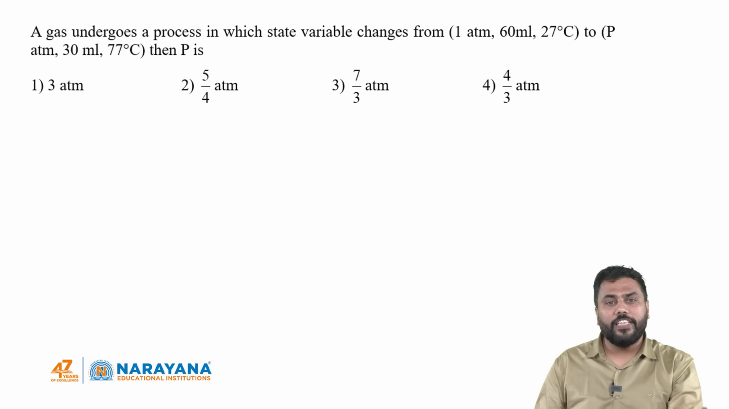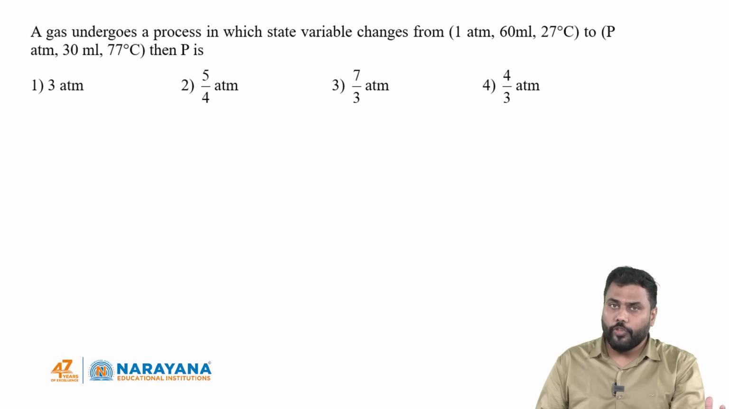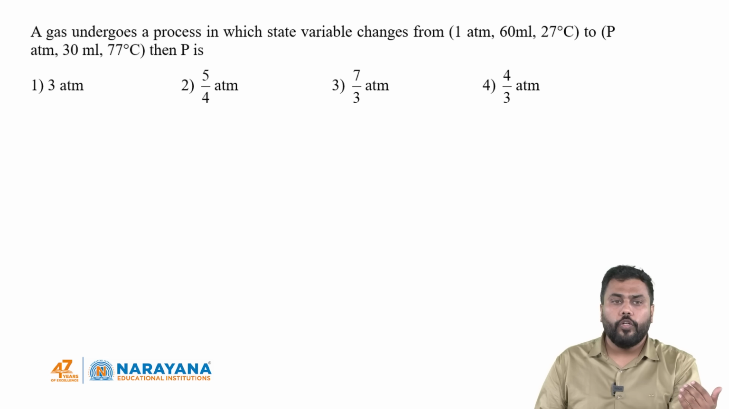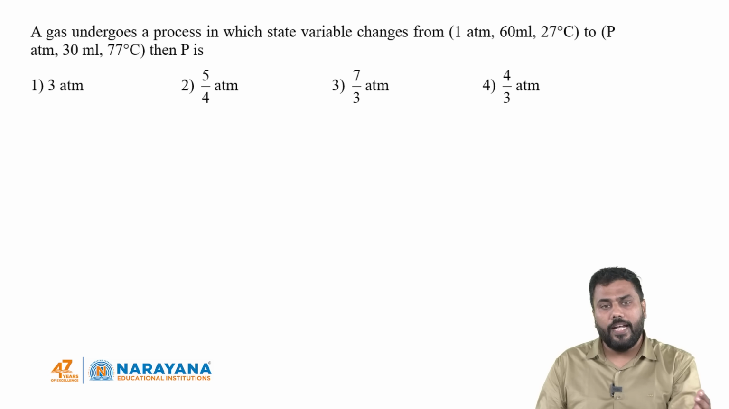First question we have is from the gaseous state. The question says a gas undergoes a process in which state variables change from 1 atm, 60 ml, 27 degrees Celsius to P atm, 30 ml and 77 degrees Celsius. The final state pressure of the gas is not given, so we need to find this pressure of the gas.